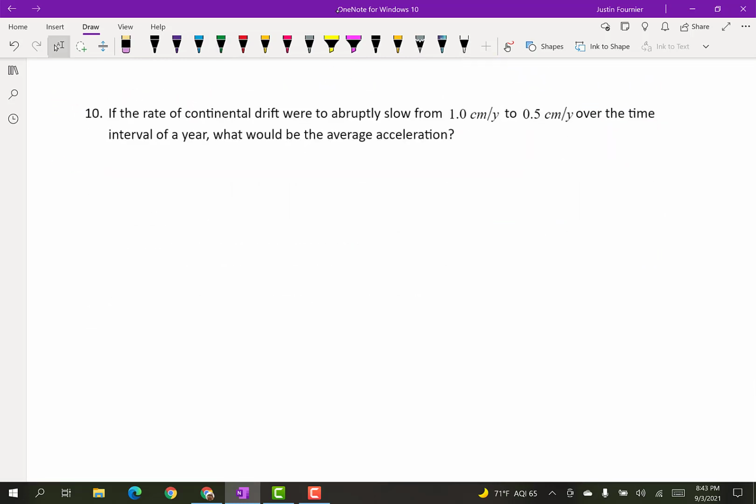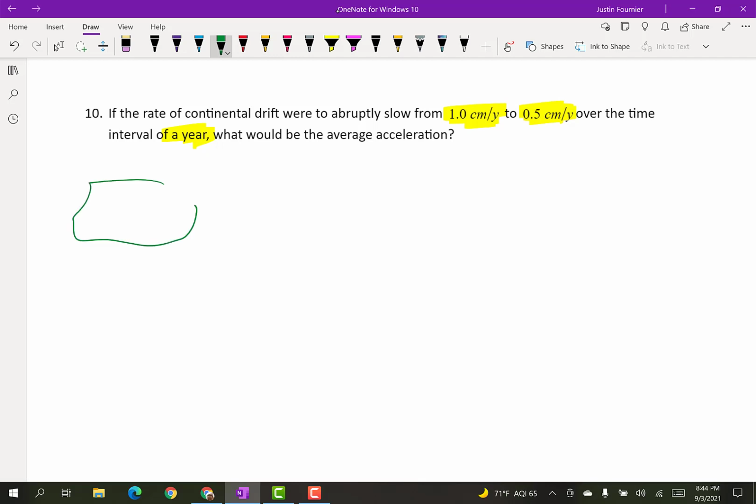All right. Lastly is going to be number 10 here. If the rate of continental drift were to abruptly slow from 10 centimeters per year to 0.5 centimeters per year over the time interval of a year, what would be the average acceleration? So 10 centimeters per year, that's a speed, that's a velocity, right? As is 0.5 centimeters per year, that's another velocity. And the time interval is 1 year.